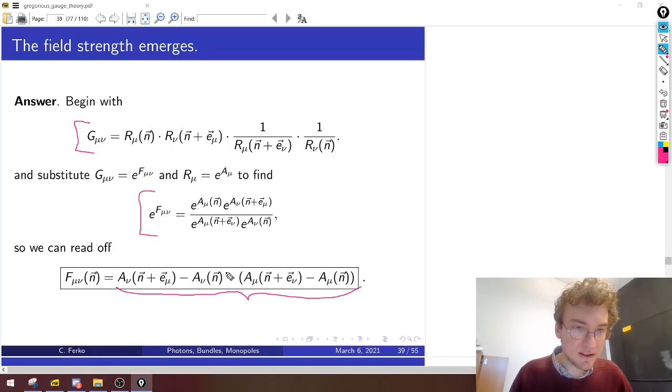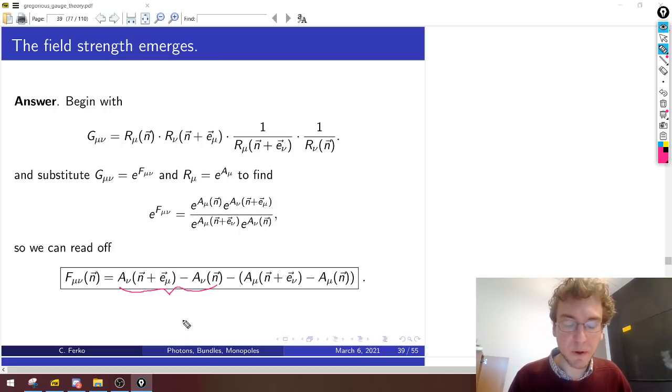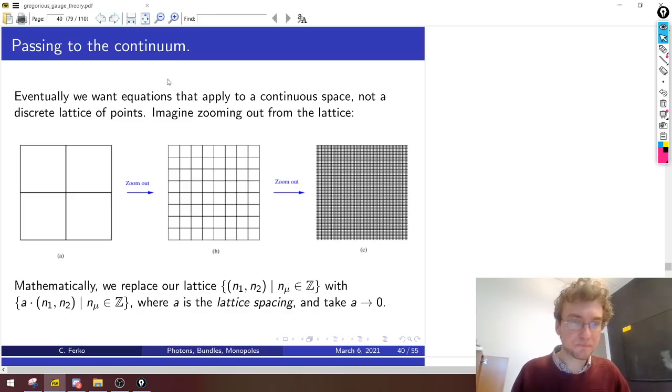So it's the difference of the a nu's evaluated at different points and the difference of the a mu's evaluated at different points. And if you know multivariable calculus, you'll see, okay, this is looking suspiciously similar to a partial derivative once these e mu's are getting smaller and smaller, if we take a limit. So that's exactly what I'm going to do next. That'll be the last thing for this section: take a limit so that this thing turns into partial derivatives, which is what we want for the continuum.